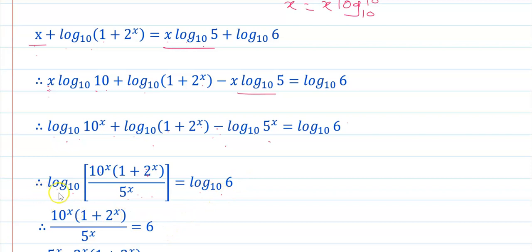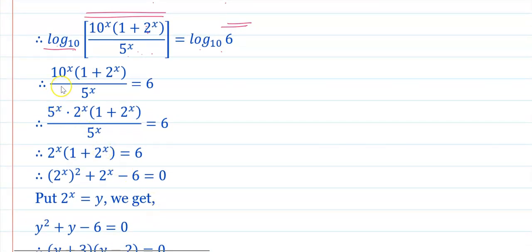Okay, now here log of this whole quantity to the base 10 is equals to log of 6 to the base 10. Log 10 दोघांना कसं, it's common, take antilog on both sides, or it means that these two numbers are same. Okay, this is equals to 6 means what, 10 raised to x in bracket 1 plus 2 raised to x upon 5 raised to x is equals to 6. Next simplification है, easy आहे ते.